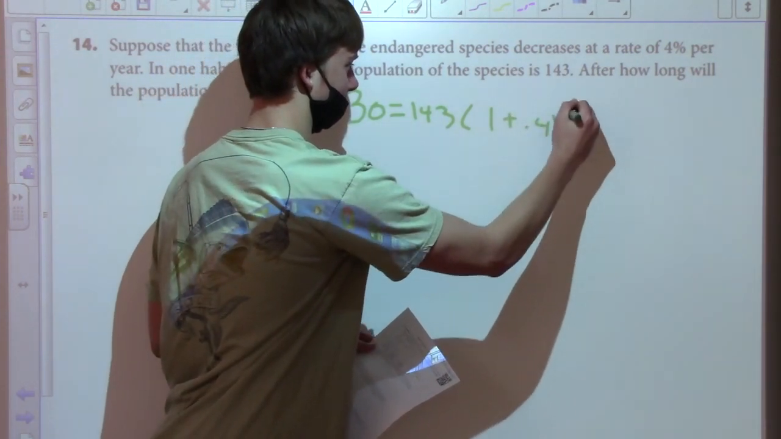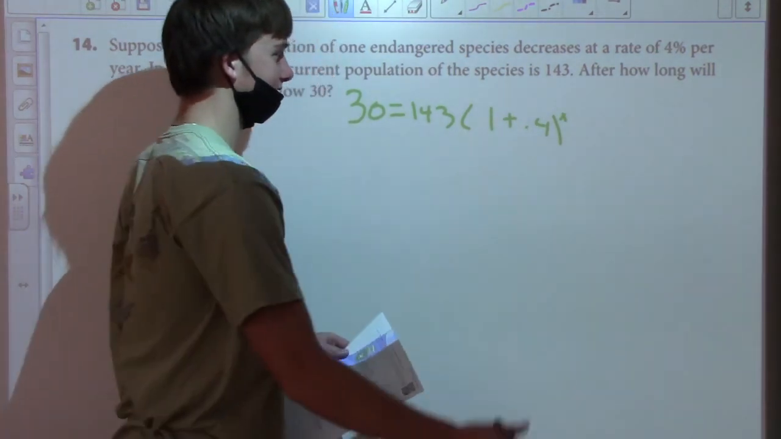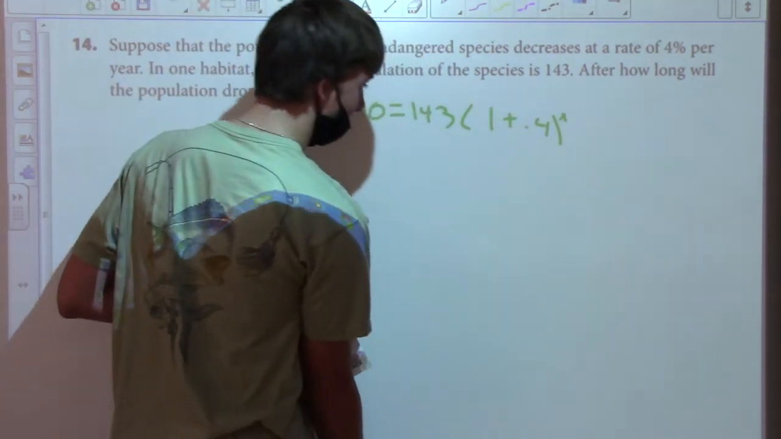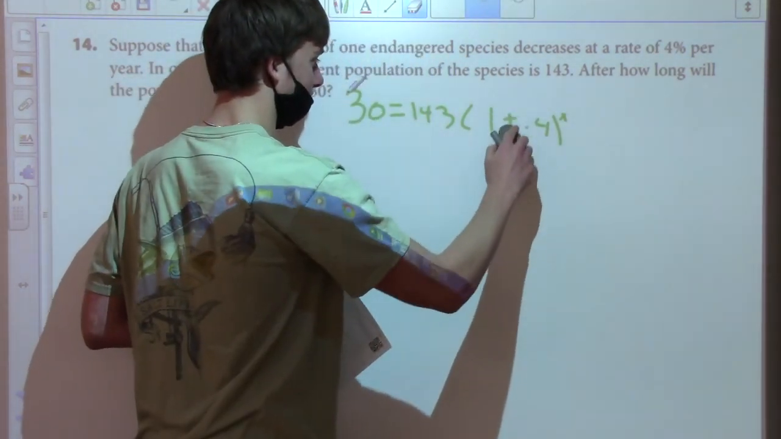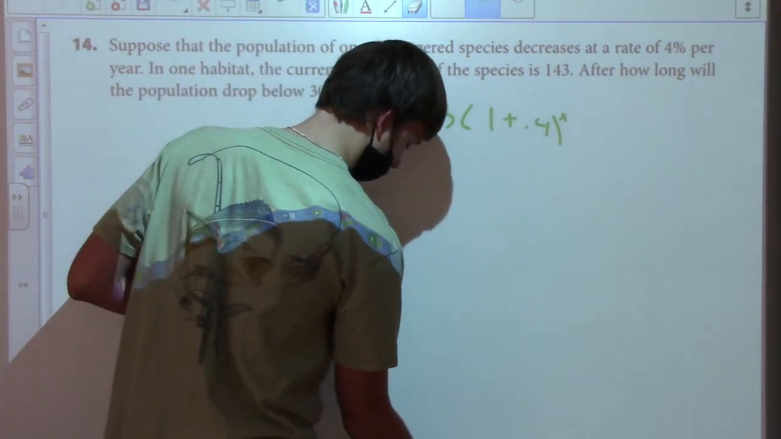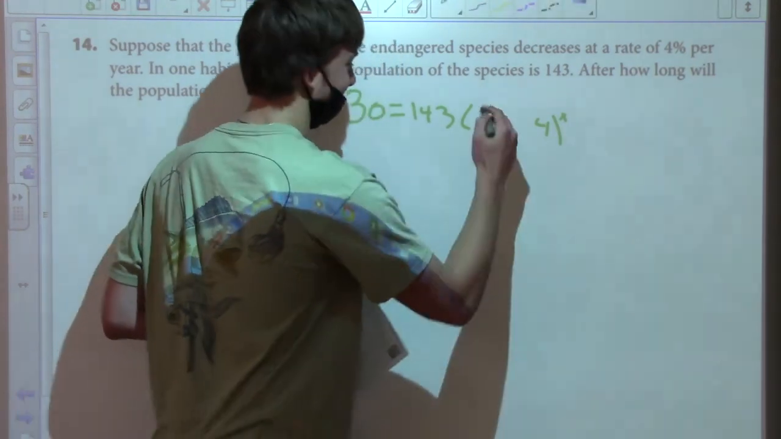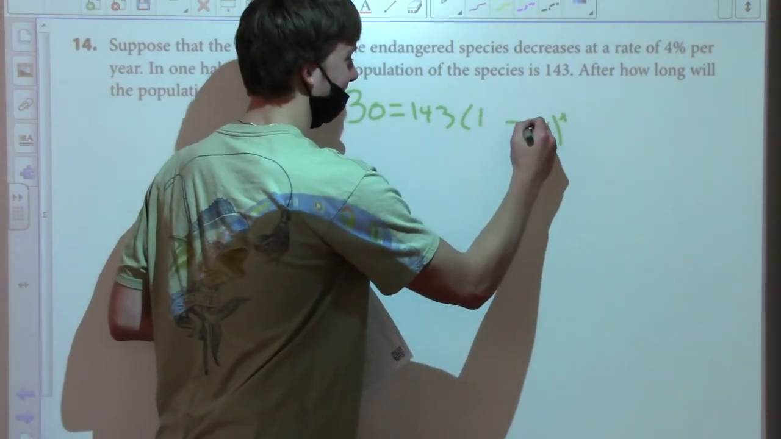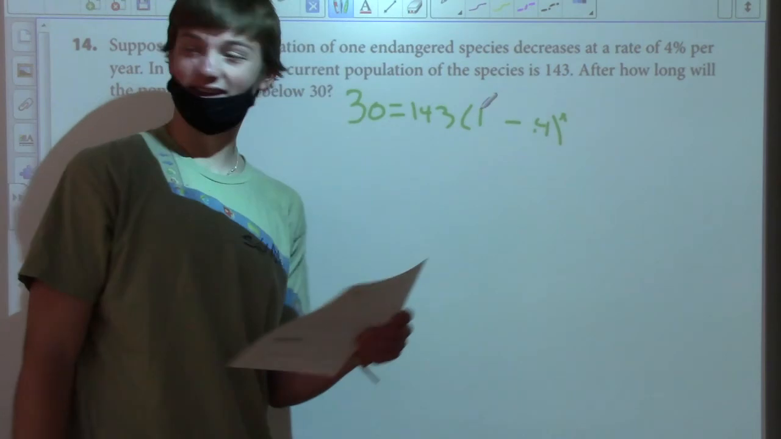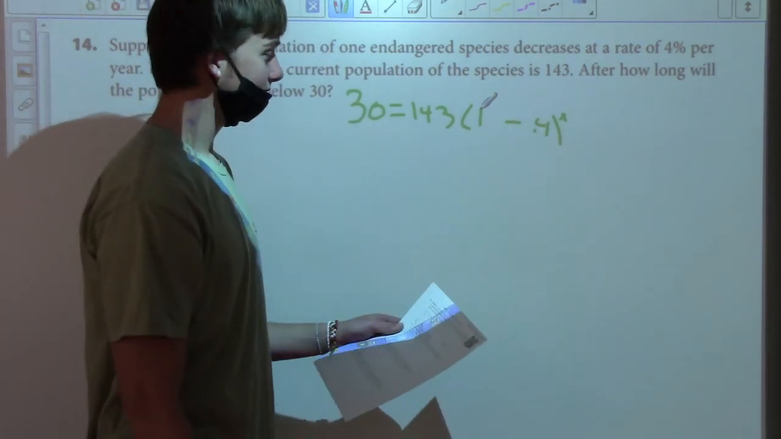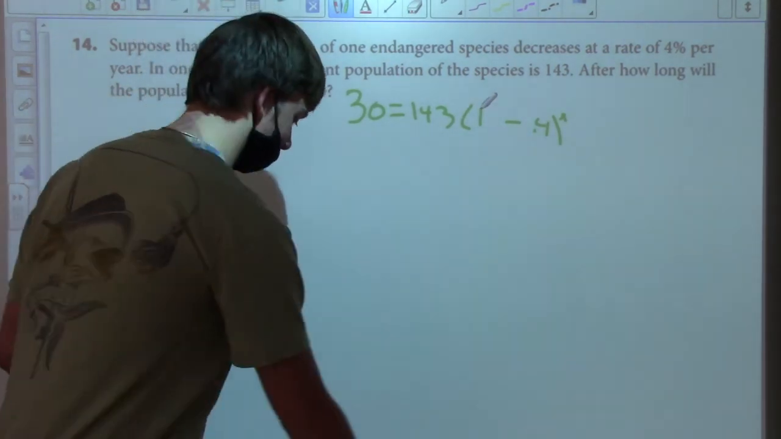Yeah, it looks good. Hey, it would be minus because it's the k. Oh, right. My bad, guys. Hey, you have to put the green marker down. What would that be? Yeah, 1 minus 0.4. Yep, 0.4. My bad.